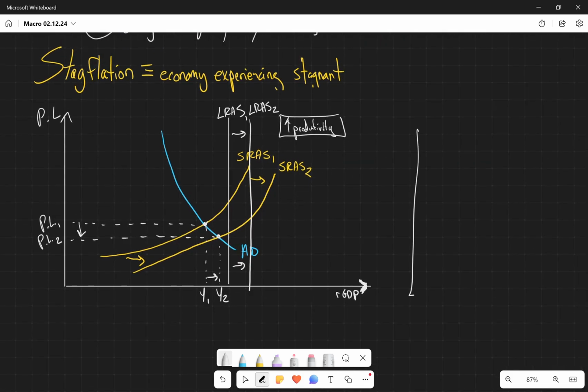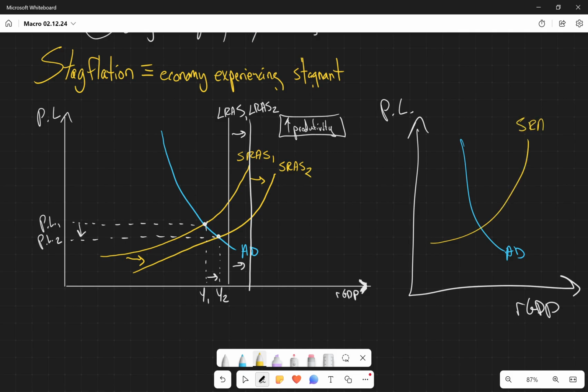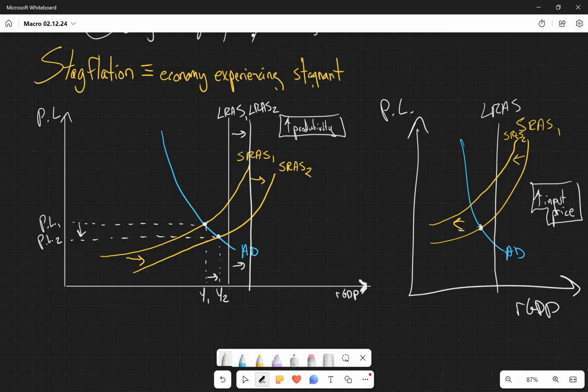So quick counterexample. I won't sketch it out with the same degree of care, just for time. So if we had something like an increase in the input cost, then that's going to result in a shift inwards of my short run aggregate supply curve, causing me to have a new equilibrium, causing there to be higher prices and lower output. It actually does not cause my long run aggregate supply curve to change.